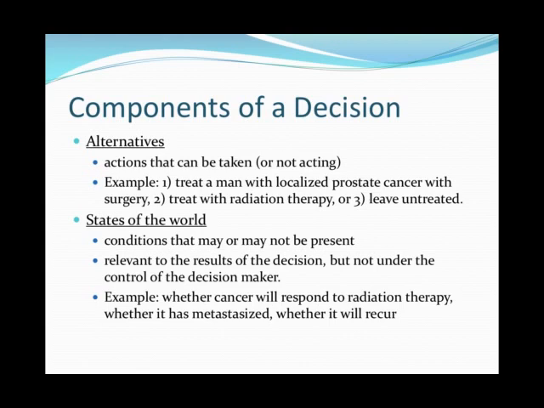Now we're going to talk about components of a decision, different parts of a decision. One of the things is called alternatives. These are actions that can be taken or not taken. So even not acting is a possible choice, or a possible alternative. If I want to, I can choose to go to the store. I can choose to not go to the store. So the two alternatives are go to the store, don't go to the store.